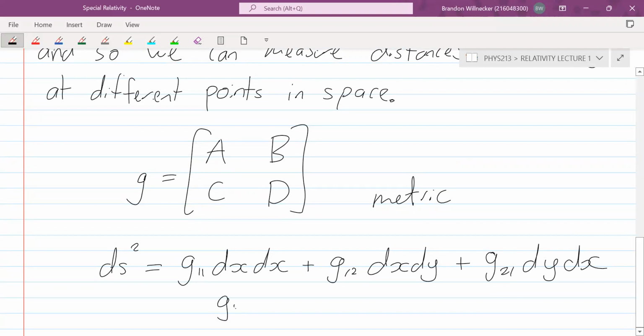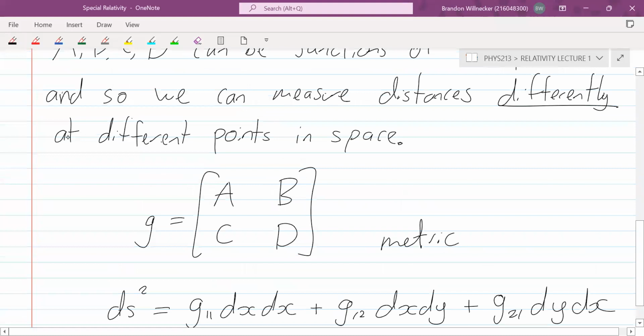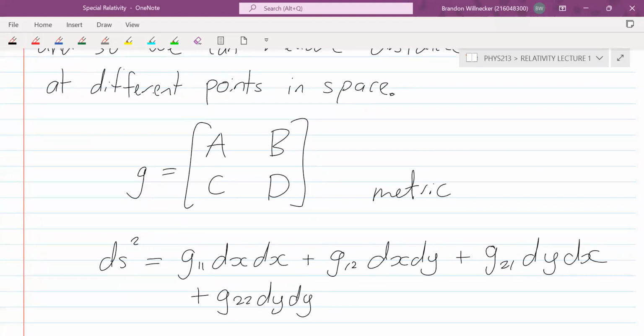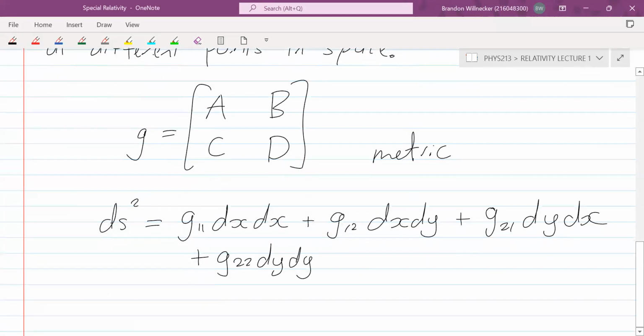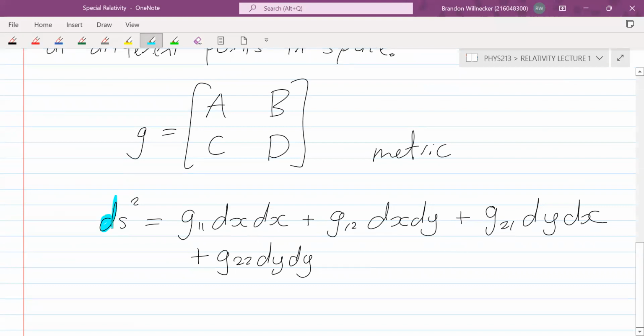And then lastly, g22 dy dy. Okay, so these coefficients of the ds squared can be collected into a matrix that we call the metric. Now, a lot of times this ds squared, we also call the metric, because there's this relationship between the two. The matrix form and this differential form, we can go between them.